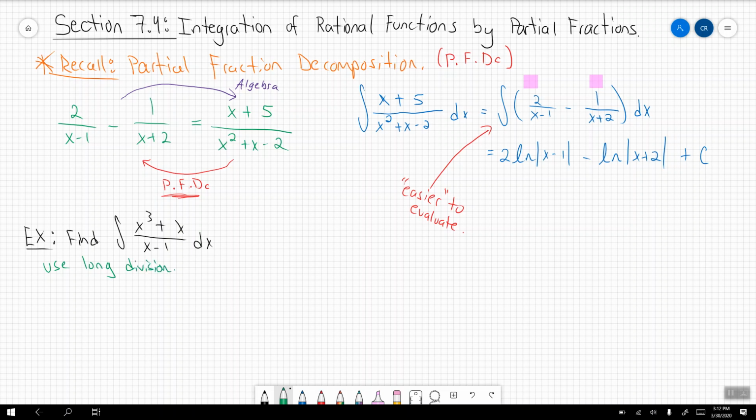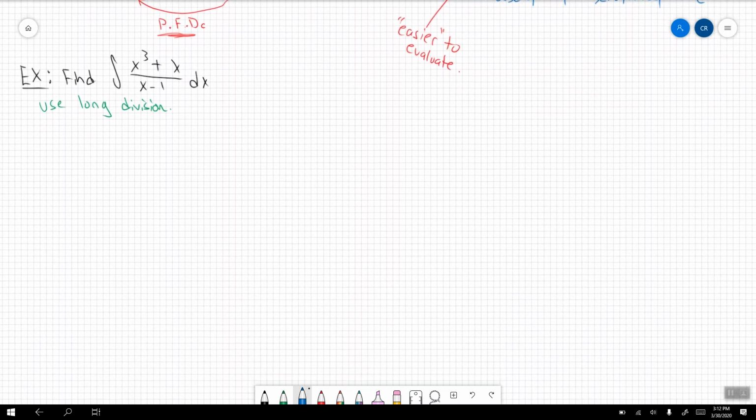All right, so here we go. Using long division. I'm going to have x minus 1, and this is going to divide x cubed plus 0x squared plus x, and then plus 0 for that constant.